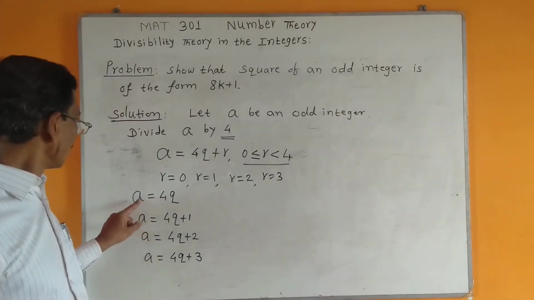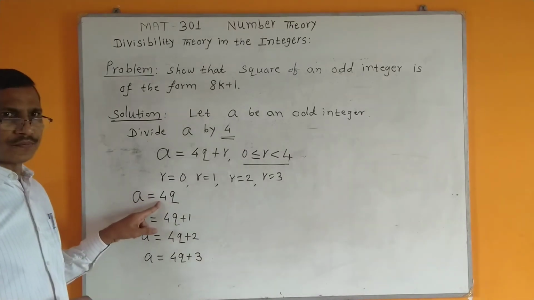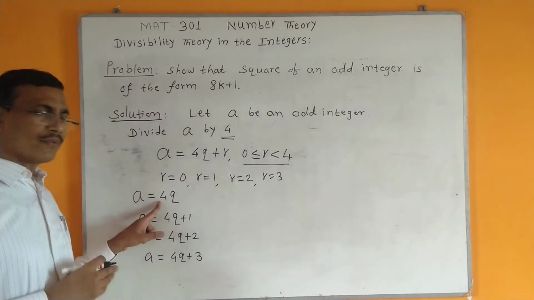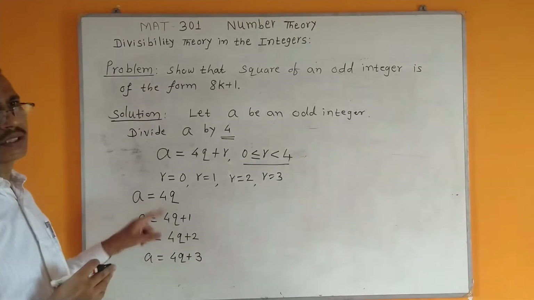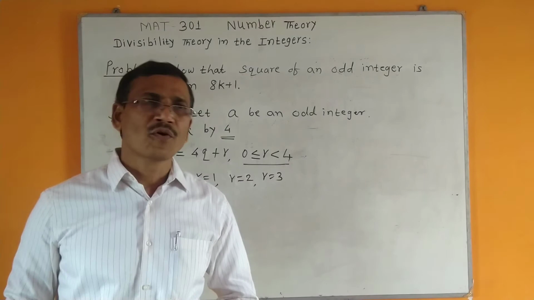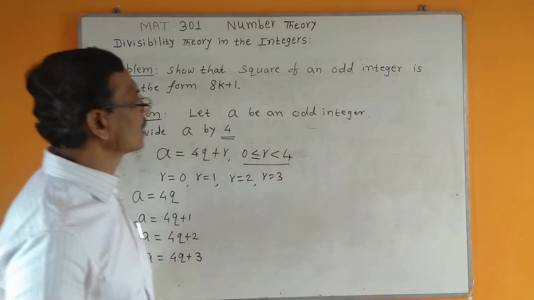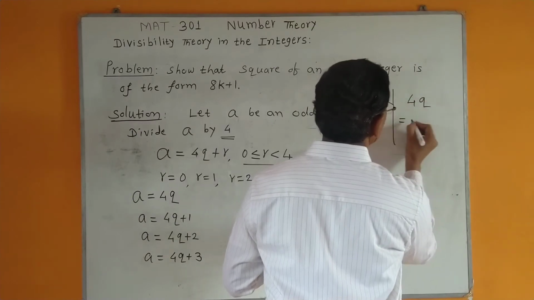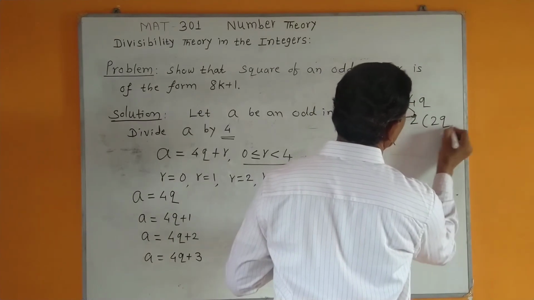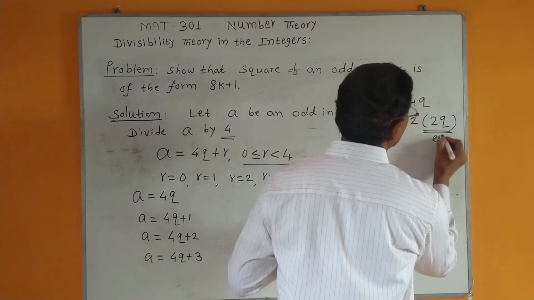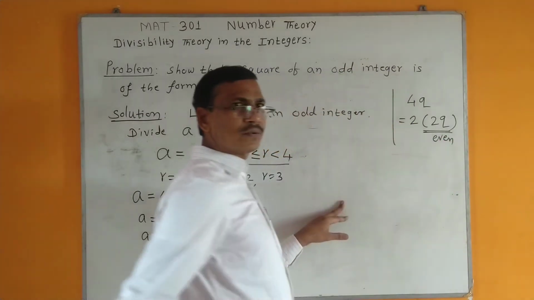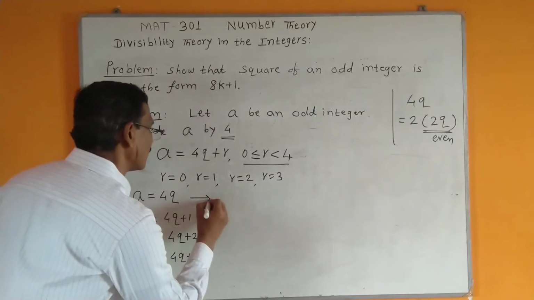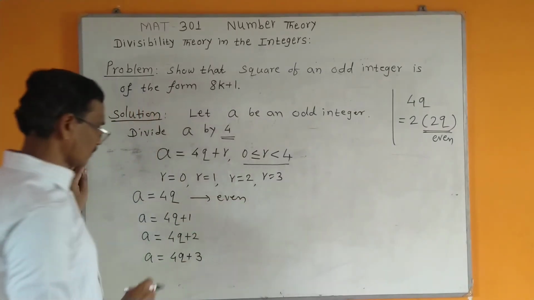Now here 4q is clearly an even integer, because any integer multiplied by 4 is always an even integer. Or you can observe that 4q is written as 2 into 2q, and 2q is even. Even integer into 2 is again an even integer. That means this 4q is an even integer.